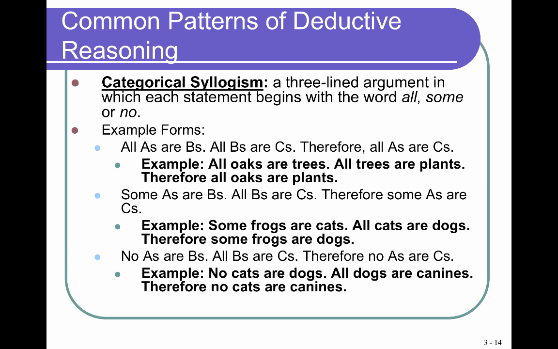Now, remember, we're looking at structure, not the truth of the premises at this point. Structurally, this is correct. Finally, no A's are B's, all B's are C's, therefore no A's are C's. No cats are dogs, all dogs are canines, therefore no cats are canines. Again, the conclusion logically follows from the premises.